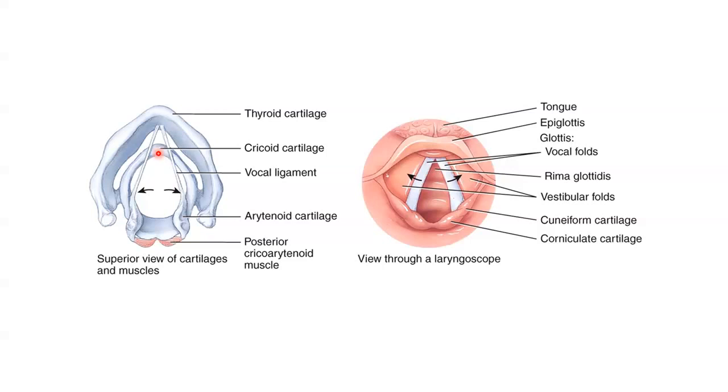The variation in pitch of our voices is dependent on the tension, or how tightly these vocal cords or ligaments are pulled. And the greater the pressure of air coming from your lungs out into your mouth, the louder the sound produced by those vibrating folds.